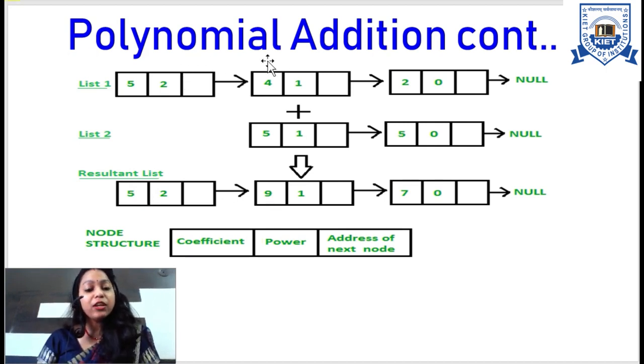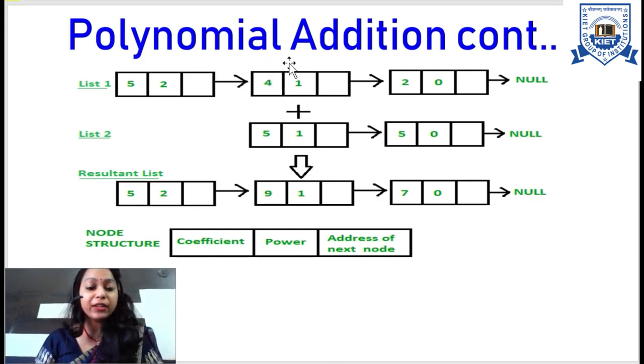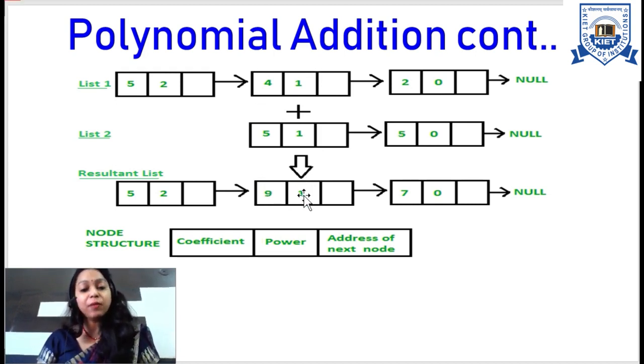Then we have moved to the next term of that particular list. So next is 4x. Now we will be comparing the second term of the first polynomial equation with the first term of the second polynomial equation. The exponent part of both the terms is the same. So we will add the coefficient part of both the terms. 5 plus 4, we have taken 9 as the coefficient part. The exponent is the same as it is, we have taken the exponent of any value because both are the same.